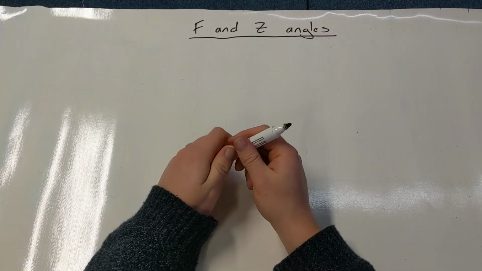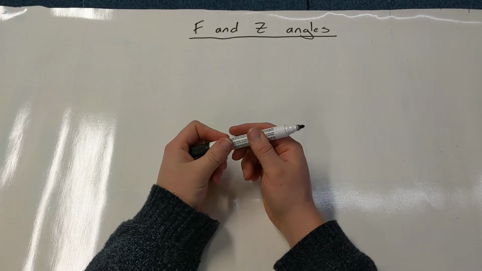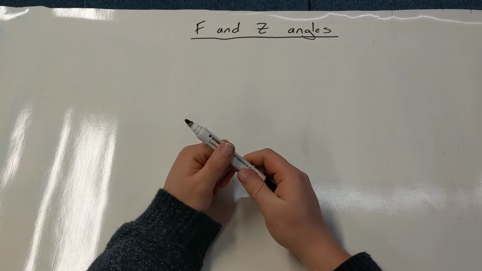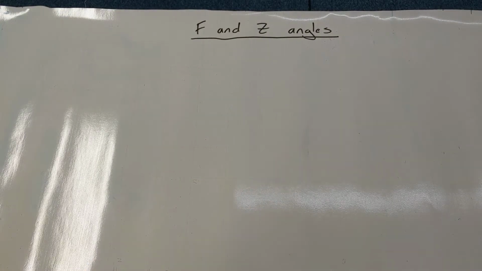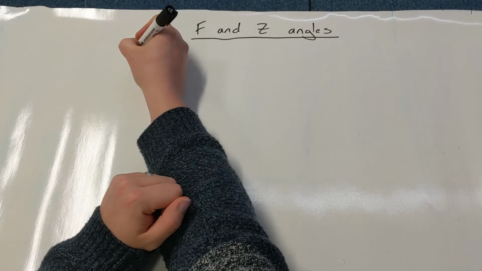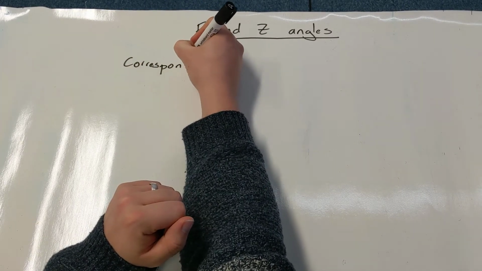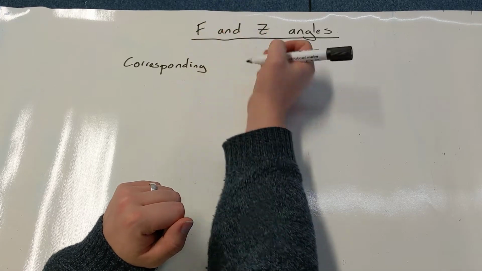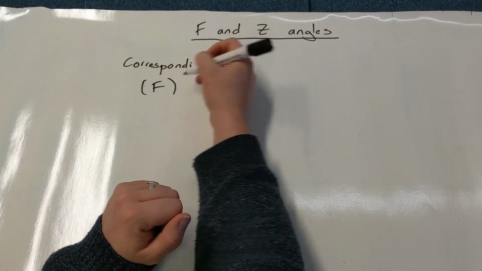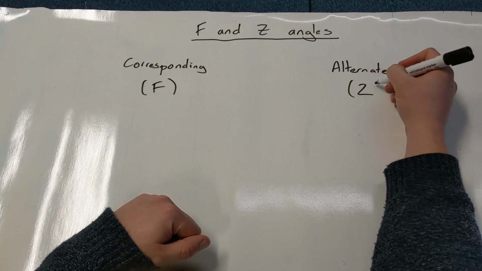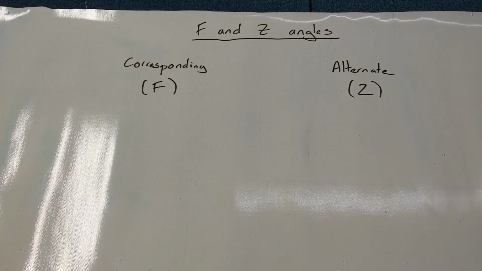What we're going to be looking at today is finishing off the angles topic we've been working on. And we're going to be looking at something called F and Z angles. Now they do have proper technical names. Corresponding angles are the ones we will call F angles, and alternate angles are the ones we'll call Z. And the reason we call them F and Z will become quite obvious. It's all to do with the shape of them.